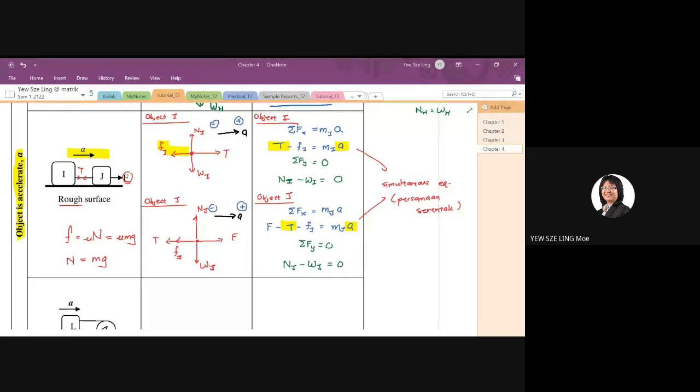So I give you 2 minutes because this is a very important question. I give you 2 minutes to solve it, to write it down, including the diagram.